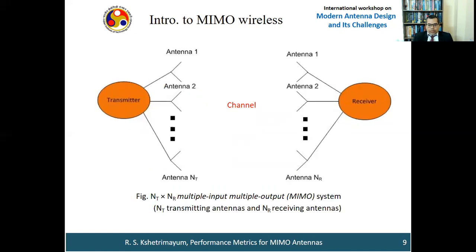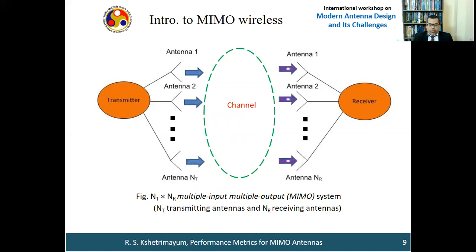But a MIMO system will employ multiple antennas at the transmitter and receiver. There will be NT antennas at the transmitter and NR antennas at the receiver. NT is the number of transmitting antennas, and NR is the number of receiving antennas. Now looking at the channel, it will have input from NT antennas of the transmitter, and it will have output to the NR antennas of the receiver. So, a multiple input, multiple output system.